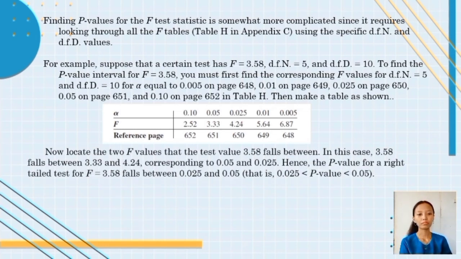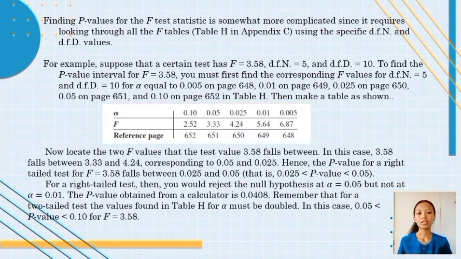Now locate the two F values that the test value 3.58 falls between. In this case, 3.58 falls between 3.33 and 4.24, corresponding to 0.05 and 0.025. Hence, the p-value for a right-tailed test for F equals 3.58 falls between 0.025 and 0.05. That is, our p-value is greater than 0.025 but less than 0.05. For a right-tailed test, you would reject the null hypothesis at the significance level of 0.05 but not at the significance level of 0.01.